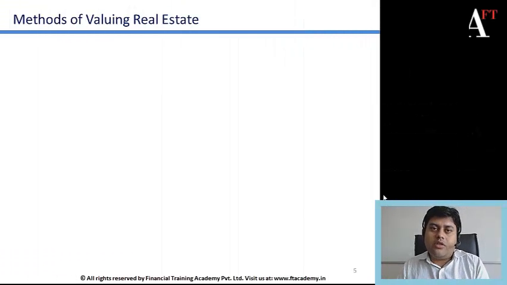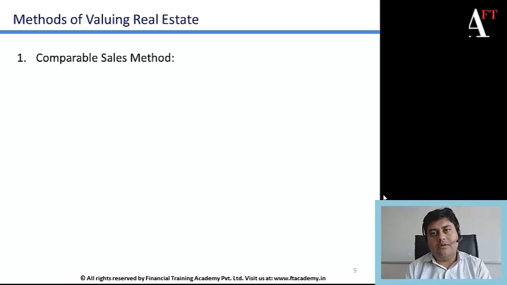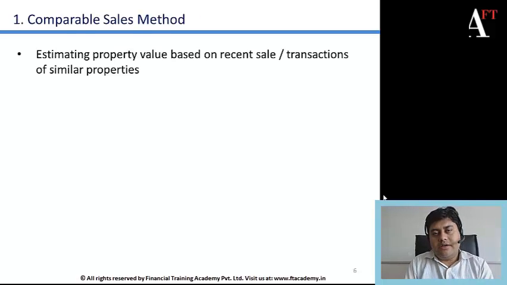Now let's see what are the various methods of valuing real estate properties. The first one, and again widely used, is the comparable sales method. Here we try to estimate the property value on the basis of a recent sale of a similar property, or a transaction of a similar property that has happened, which is comparable to the property that we are valuing. Now that comparison could be based on varied features.